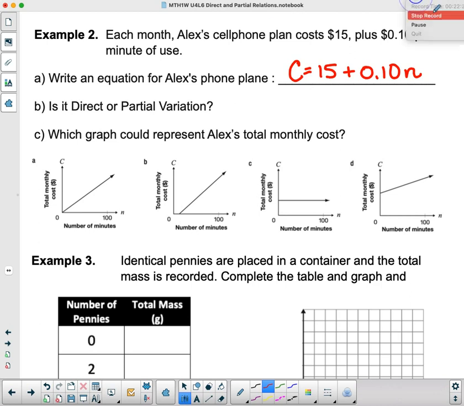I'm going to pause this for a second. But there's our equation. Is this direct or partial variation? Well, you got to keep them straight. This is an initial value. If you see an initial value, that means it's partial.